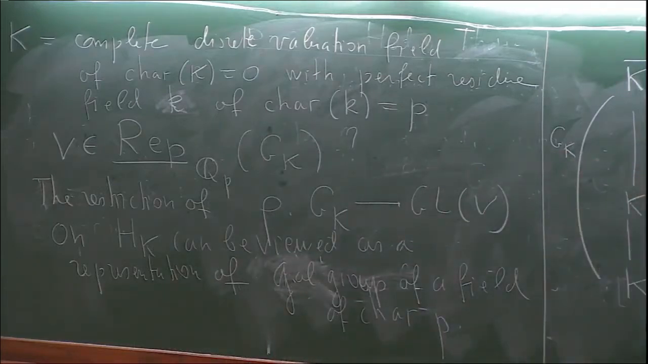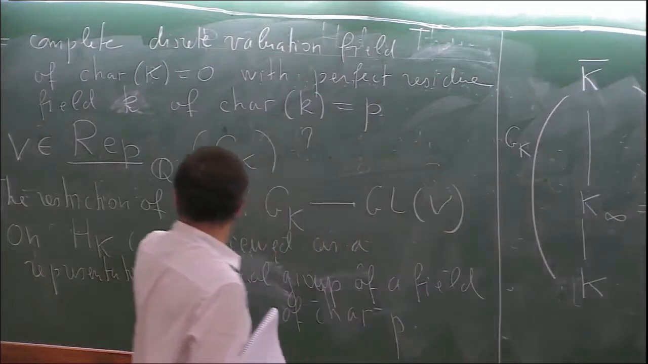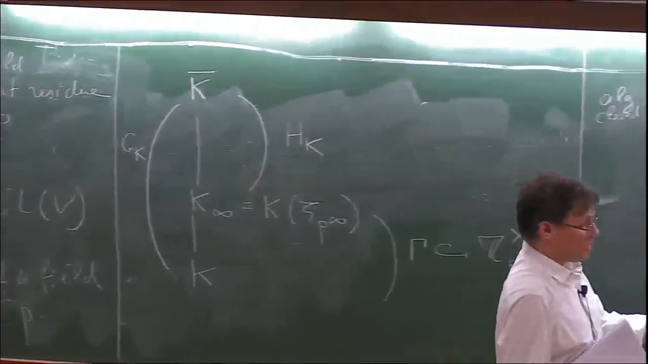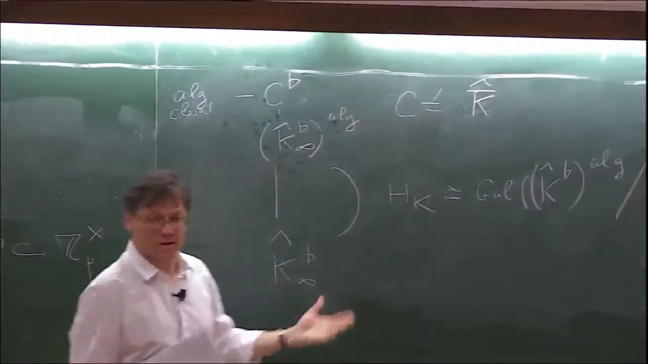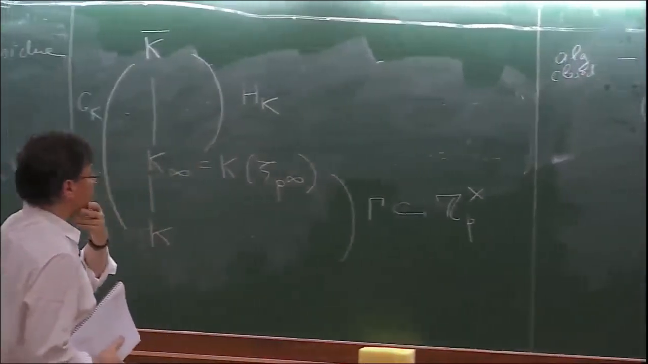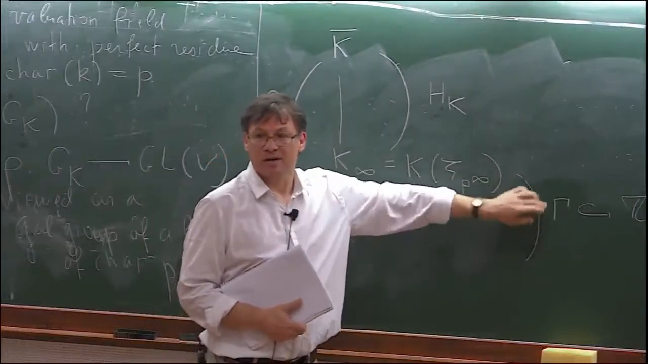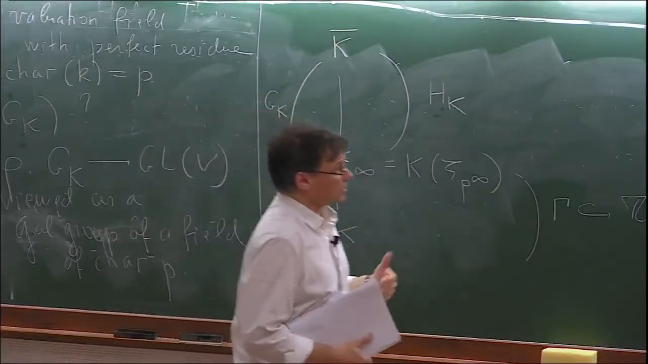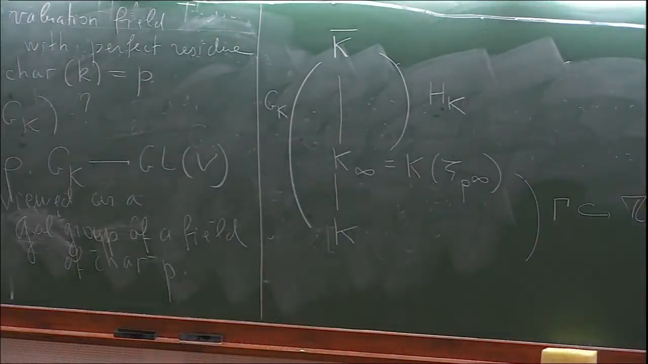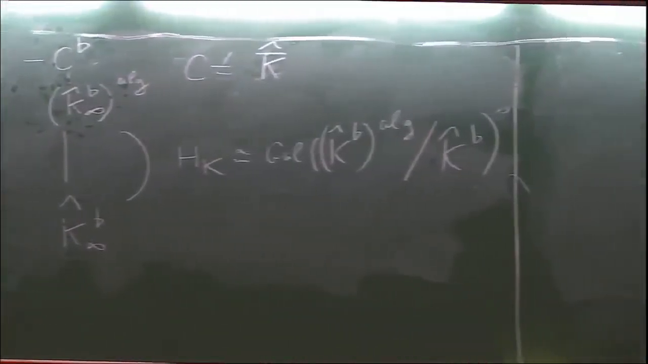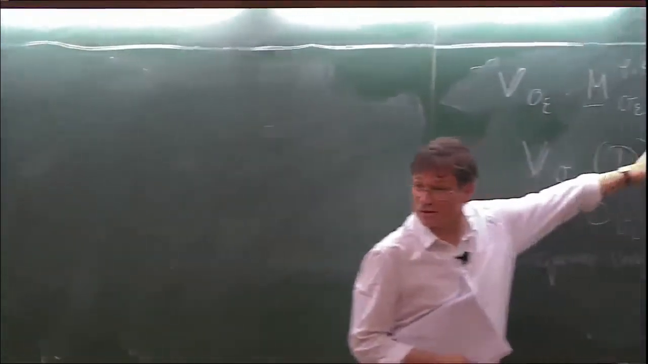I will finish in 2 minutes, maybe in 1. So the restriction of rho to HK can be classified using the previous theorem, because we can view it as a representation of the Galois group of a field of characteristic p. But we lose the action of gamma. So we should recover it in some way. This gives rise to the theory of étale phi modules with an extra action of gamma. So this is Fontaine's theory of phi-gamma modules.